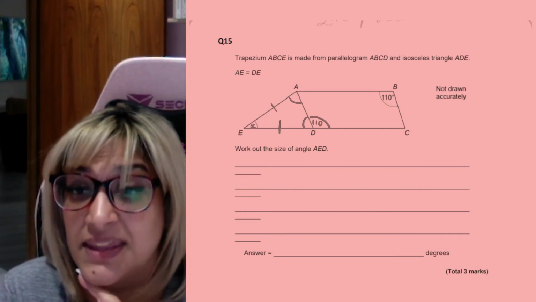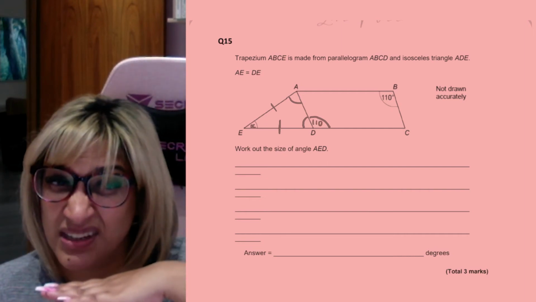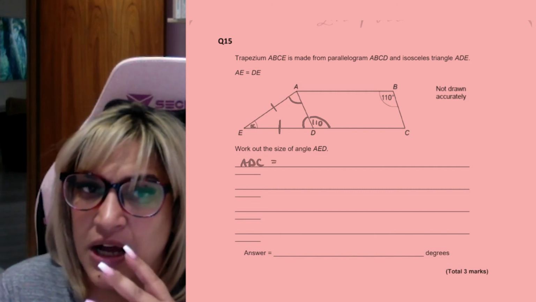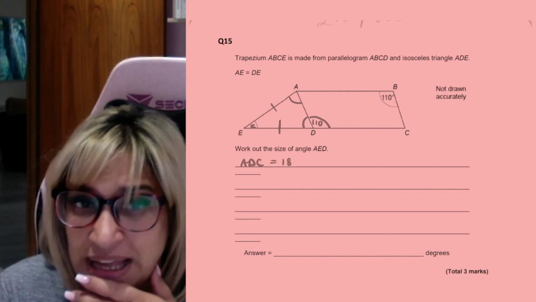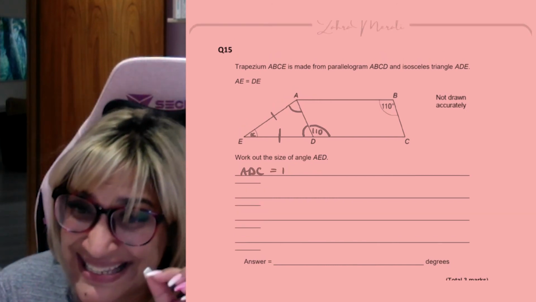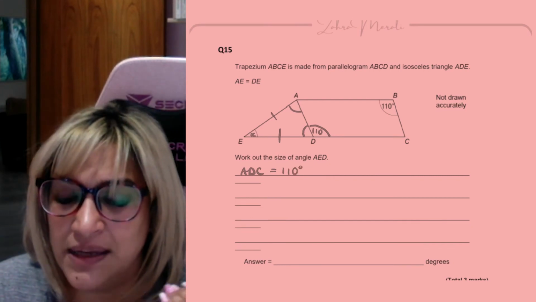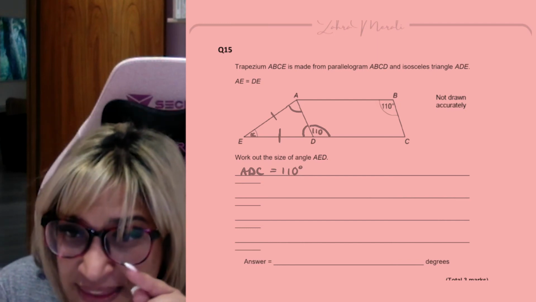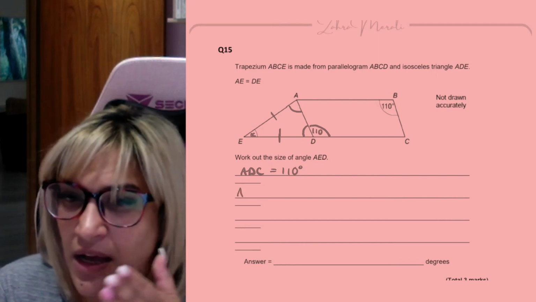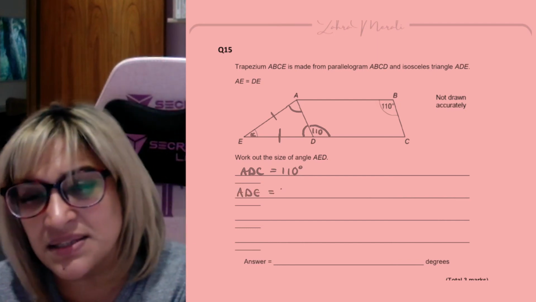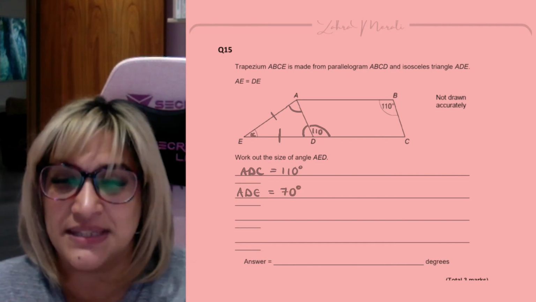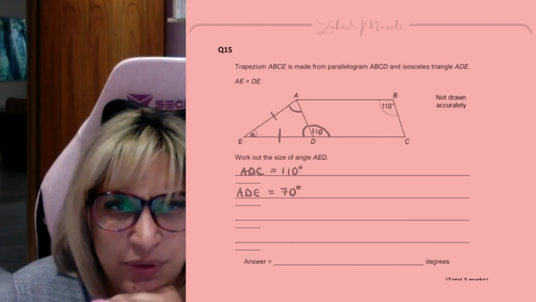Okay, then we've got a straight line. So after we've got 110 degrees, we can look at ADE and see that it sits on a straight line. So we know that that angle has to be 180 minus 110, which is 70 degrees. So we've got that one.